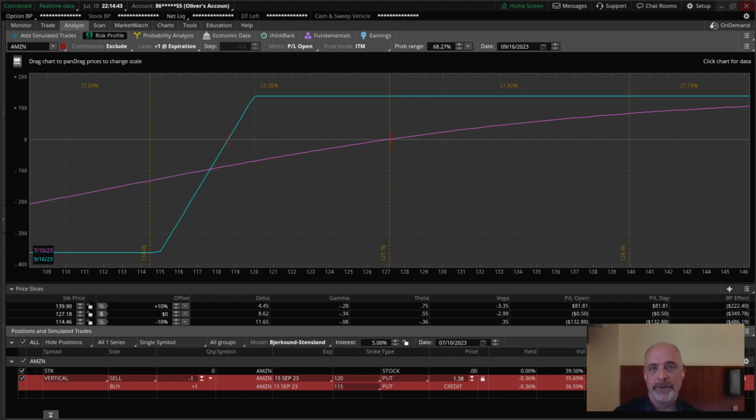Here, we're looking at thinkorswim's Analyze feature. The light blue line is your P&L at expiration. That's usually the plot you see when people discuss put credit spreads. At expiration, anywhere above the 120 short put, you're in max profit. The purple line is the right now line. That is, at the current market price of Amazon, right now, the P&L is zero. That's what we would expect if we had just put this trade on.